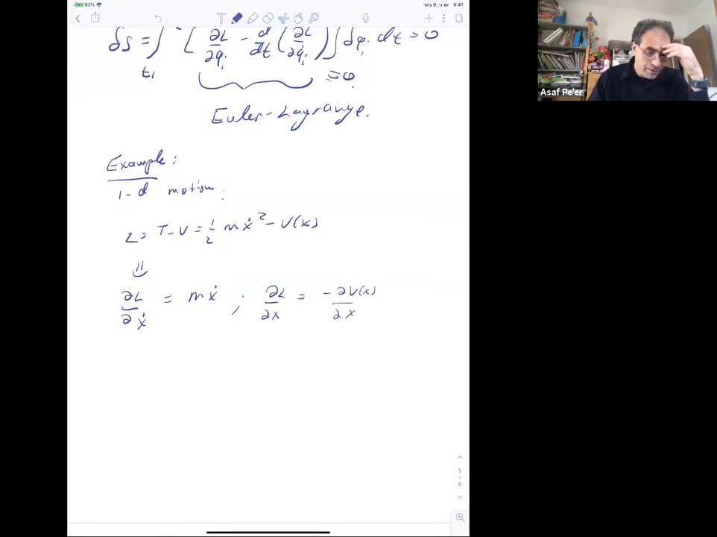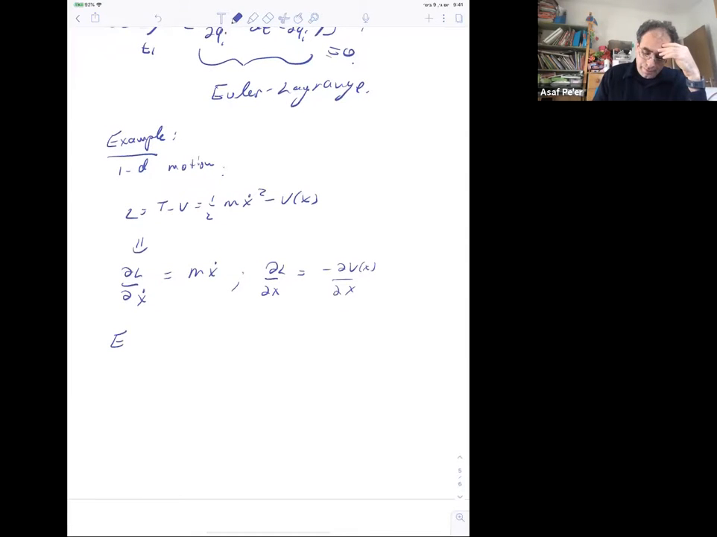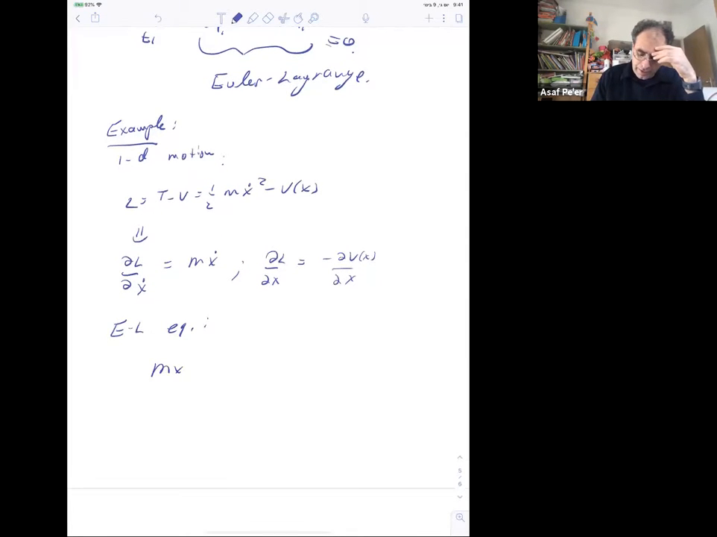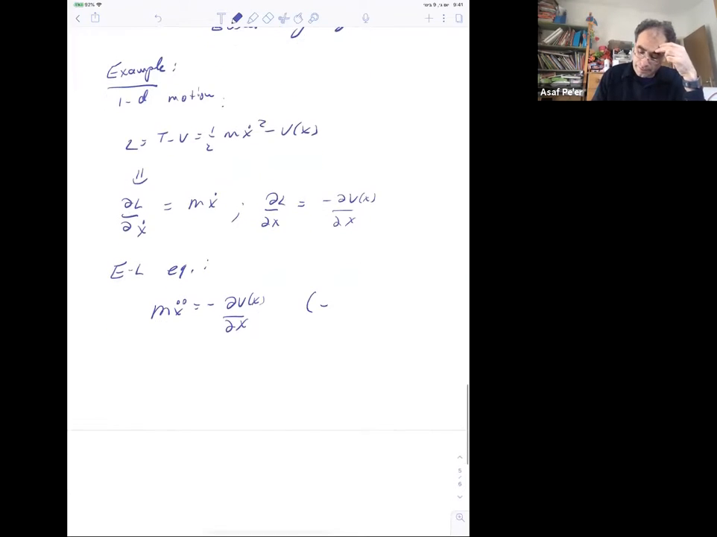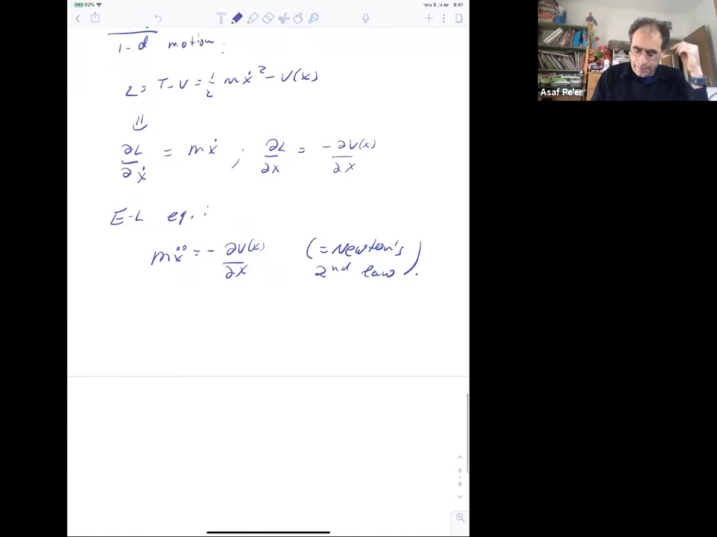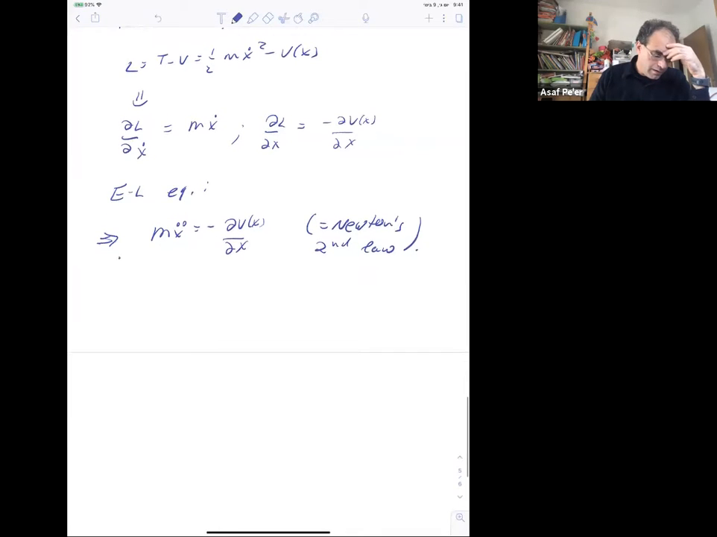So the Euler-Lagrange equation is just m x double dot equals minus dV of x over dx, which is exactly Newton's law. I didn't tell you anything which you did not know already. All right, let's take another Lagrangian.